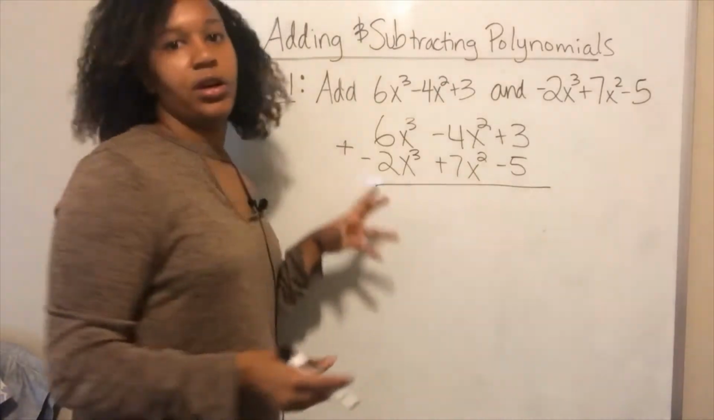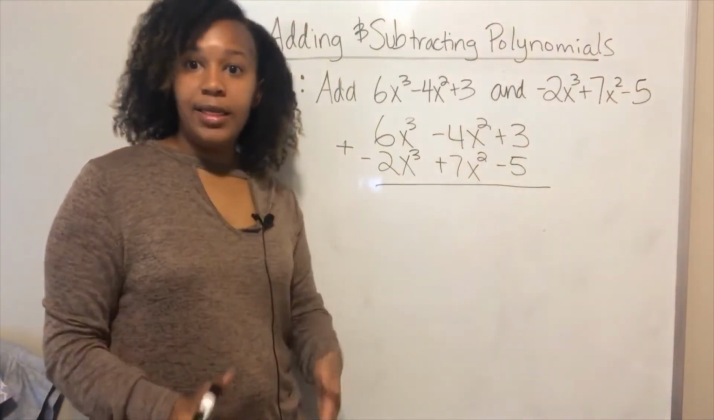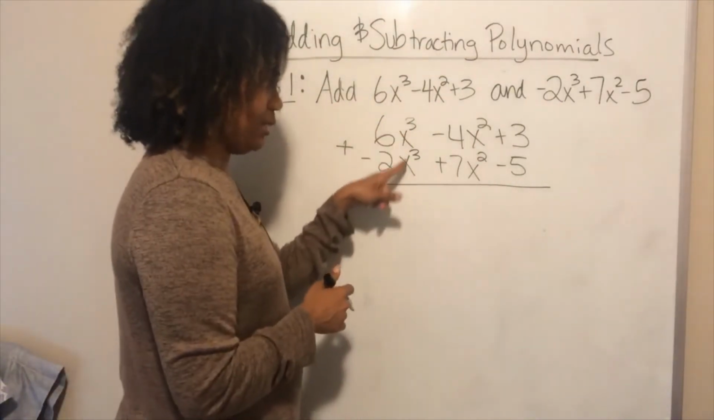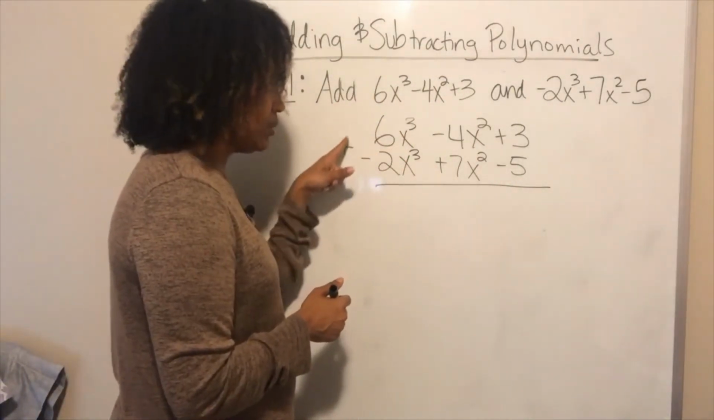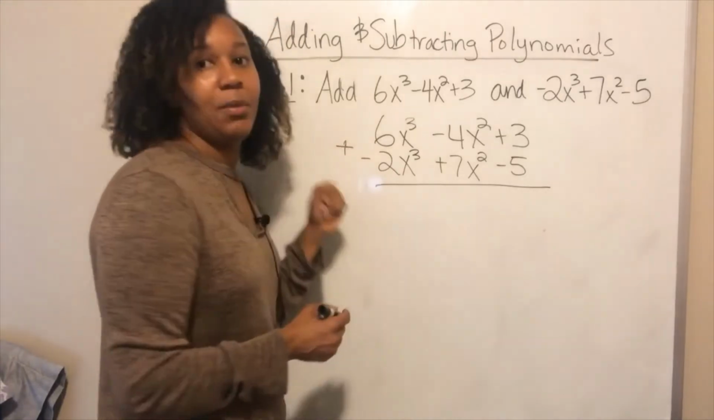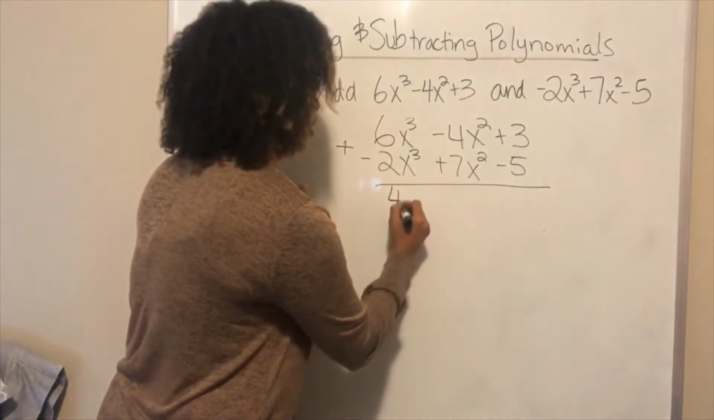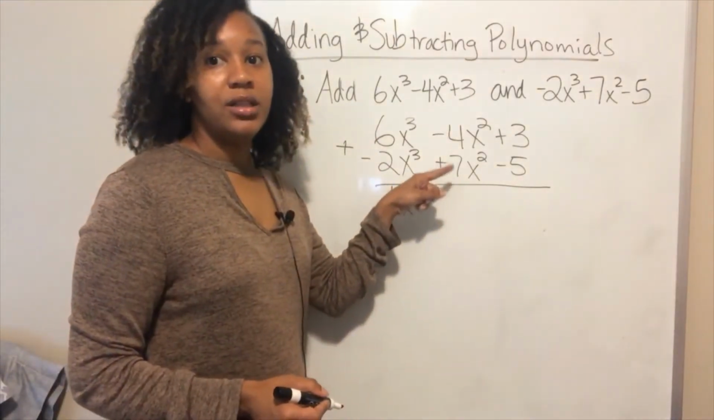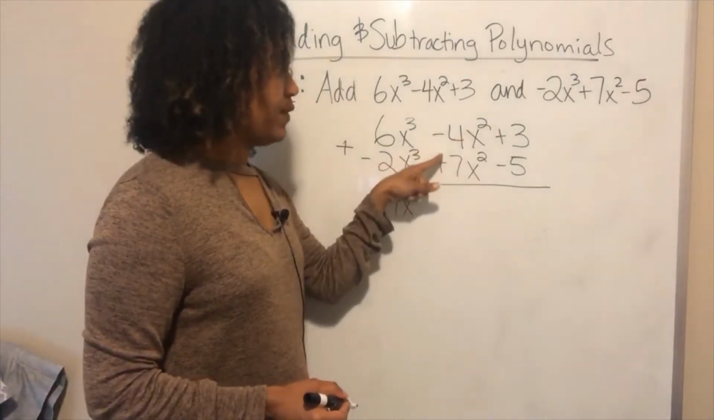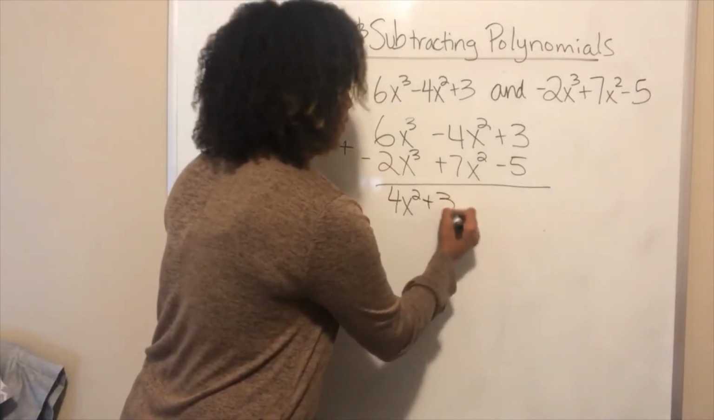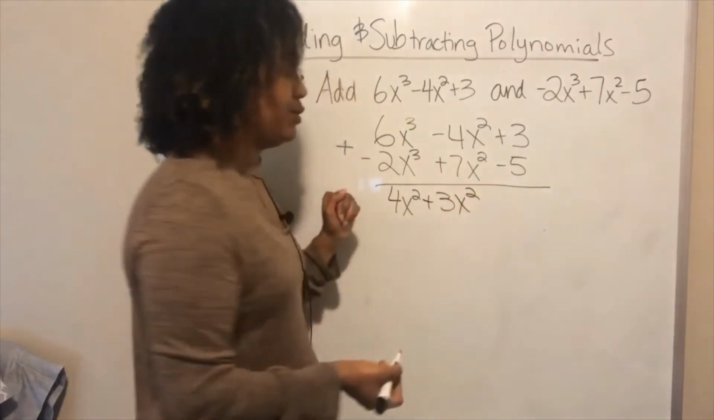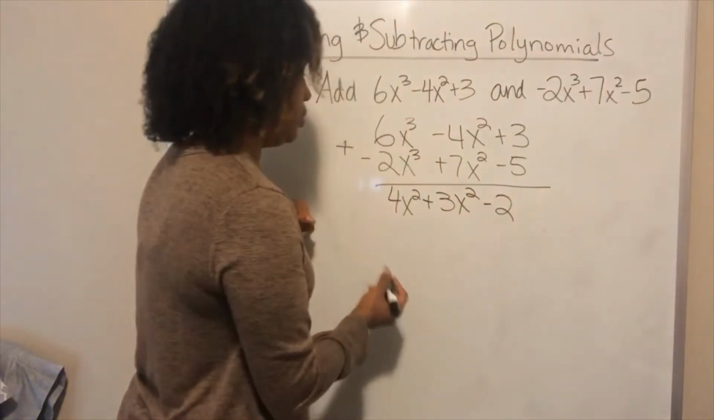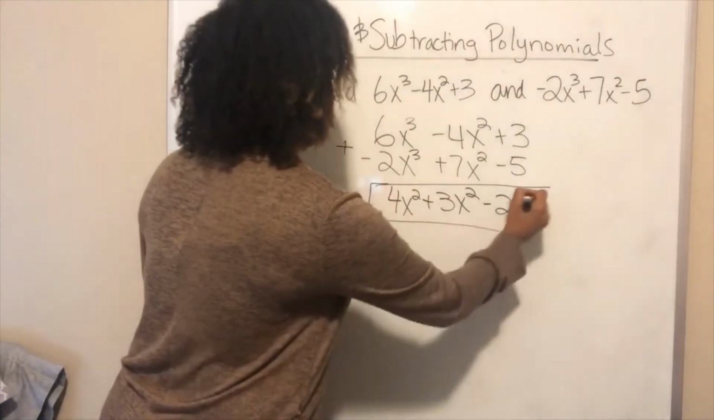When you write it vertically, it's important that you line the like terms together. So now I can add them because these have the same terms. These both have x to the third. So 6 plus a negative 2, which is the same as saying 6 minus 2, is 4x to the third. I can add these because these have the same terms, the x squares. So negative 4 plus 7, that's a positive 3, so that'll be a positive 3x squared. And then 3 minus 5 is a negative 2. And so this will be my final answer.